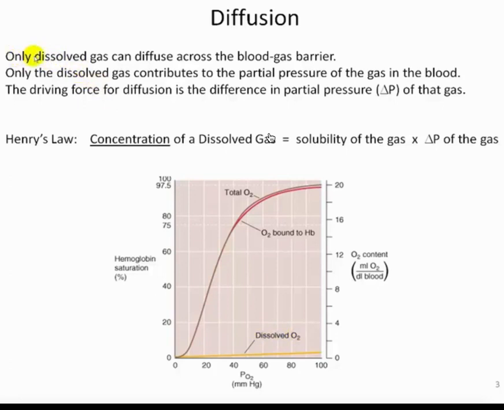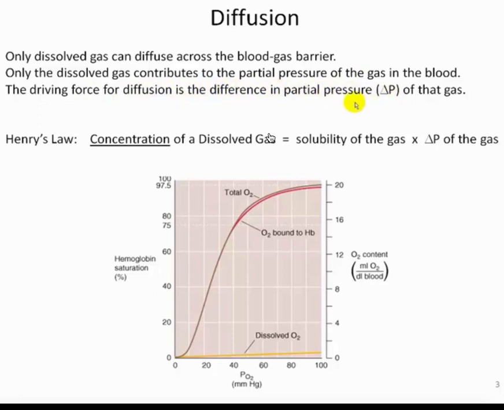So what we're talking about is the movement of oxygen from the alveoli into the blood. It has to be in a dissolved gas form, which is going to have a certain partial pressure to it in millimeters of mercury. Only the dissolved gas contributes to the partial pressure of gas in the blood, and any oxygen that's bound to hemoglobin does not exert any partial pressure in millimeters of mercury. The driving force for diffusion of this gas is the difference of the partial pressure. In other words, how much oxygen and how quickly and how efficiently it moves from the alveoli into the blood is dependent upon that delta P.